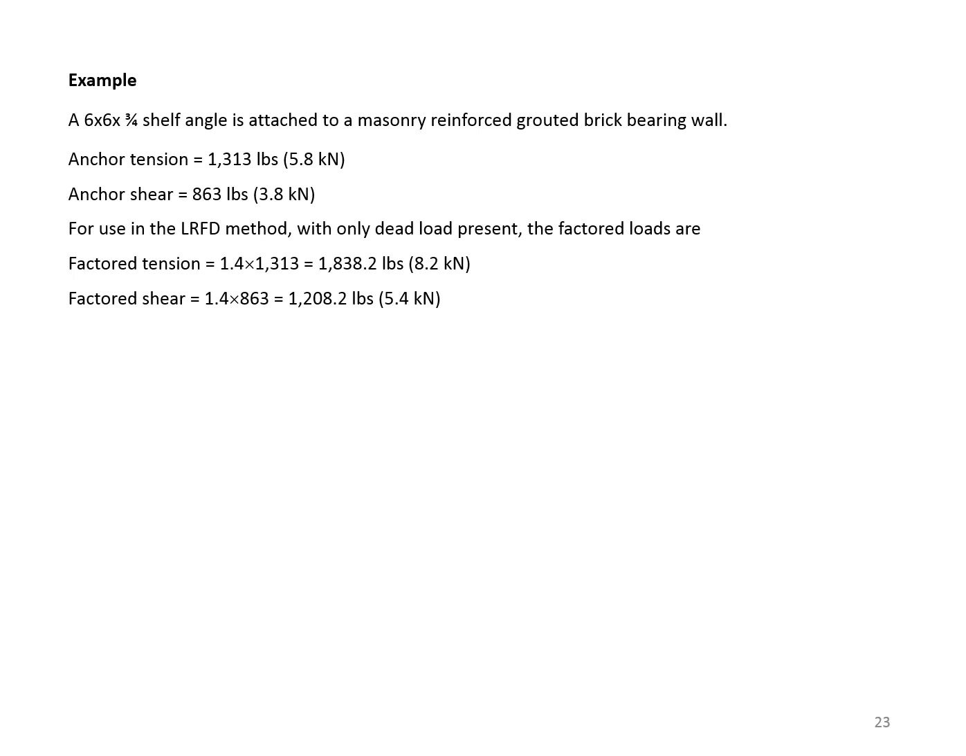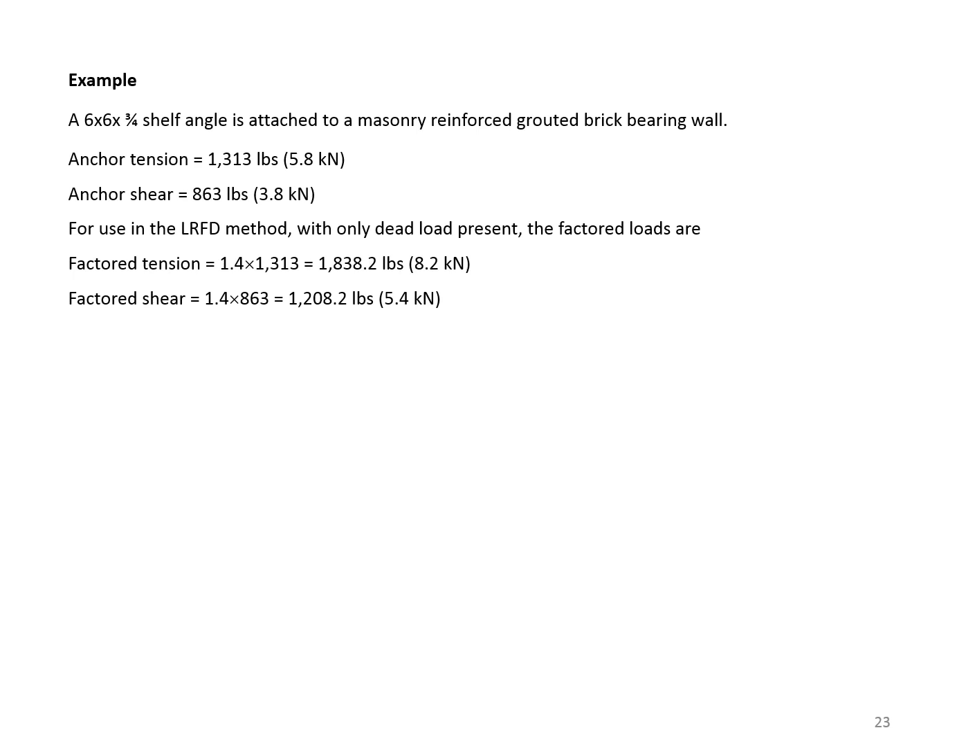Let's look at an example. We are using an angle 6 by 6 by 3/4 of an inch in thickness as a shelf angle attached to a masonry reinforced grouted brick bearing wall. We have done the calculation for the forces. The tension in the anchor is 1,313 pounds and the shear is 863 pounds.